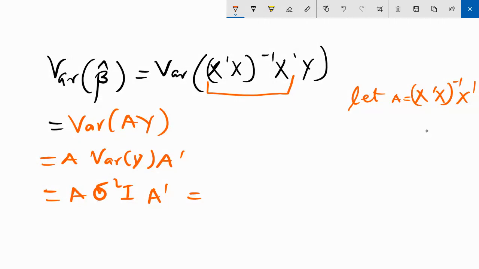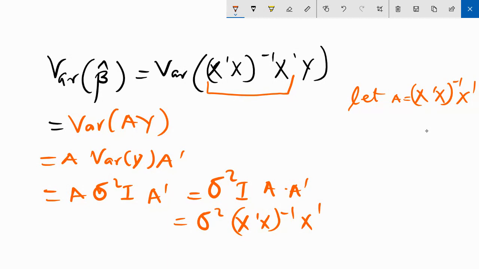Now you can bring back your A, X transpose X inverse X. So this is your first part. Your second part, these properties. Remember the properties I gave you last time?